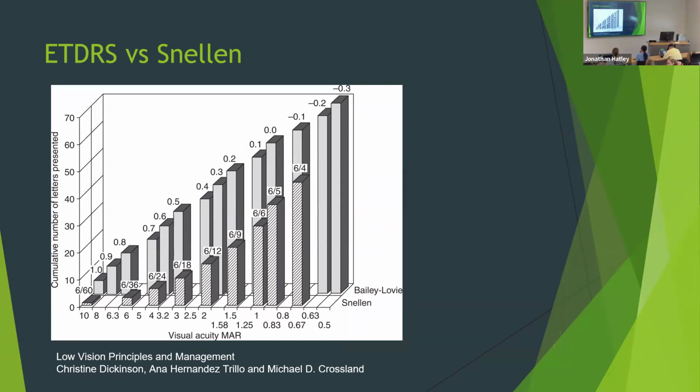This graph here is just showing you letters and the uniform progression of the Bailey-Lovie chart relative to the Snellen. And remember, the ETDRS borrowed the Bailey-Lovie chart's logarithmic progression in order to make its chart. And therefore, it would look similar when compared to the Snellen acuity charts.